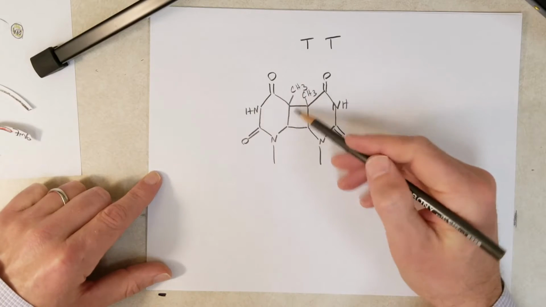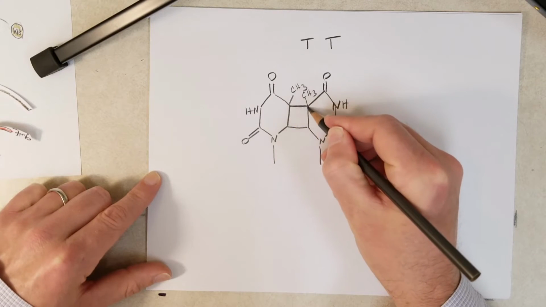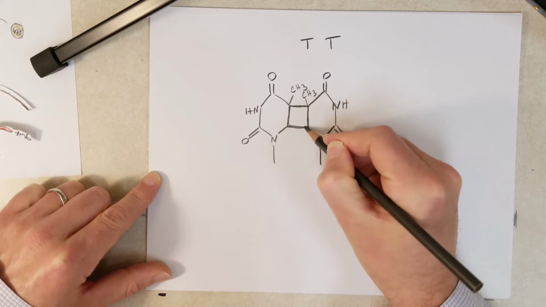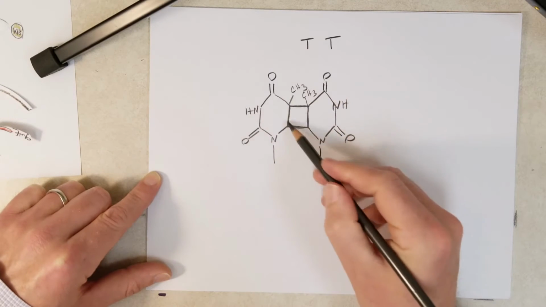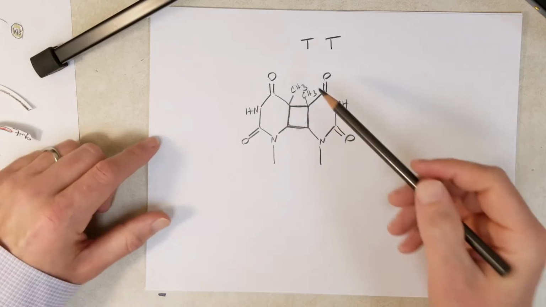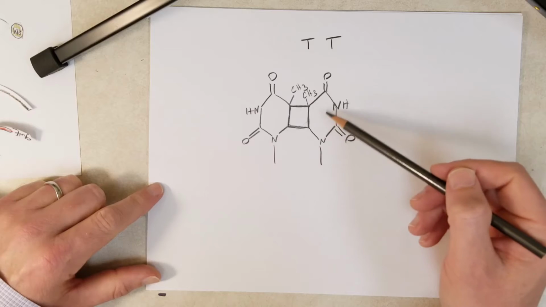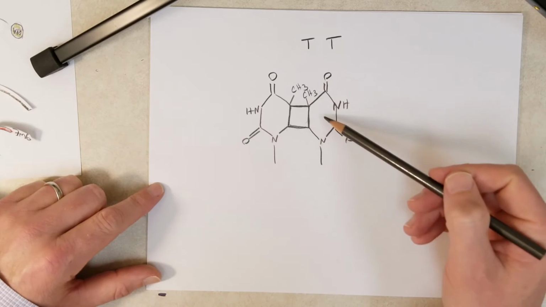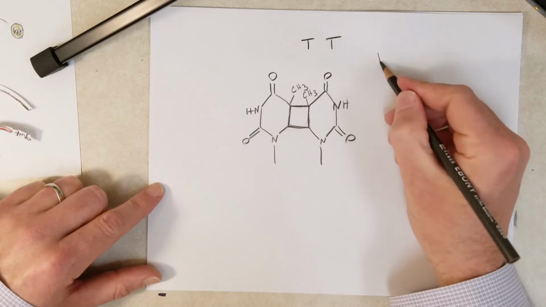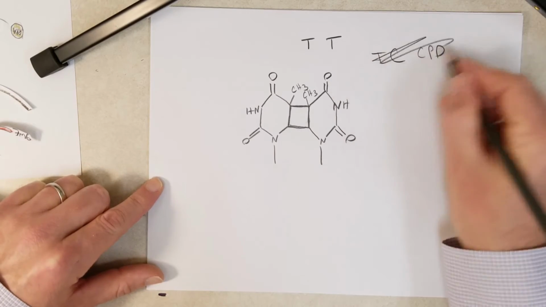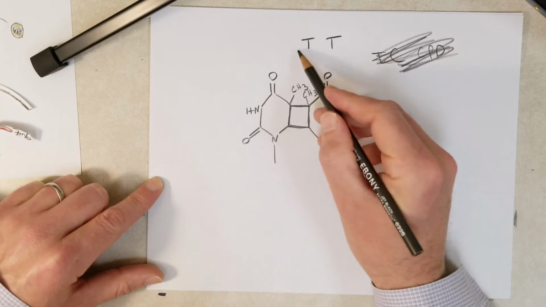Now, this is the cyclobutane. Butane, I think, is for 4 carbons, right? So we have 1, 2, 3, 4, and cyclo is a circle here. So this is a cyclobutane pyrimidine dimer. We could easily see how we could change this structure to a C to make this a TC CPD. But we'll just focus on this one.